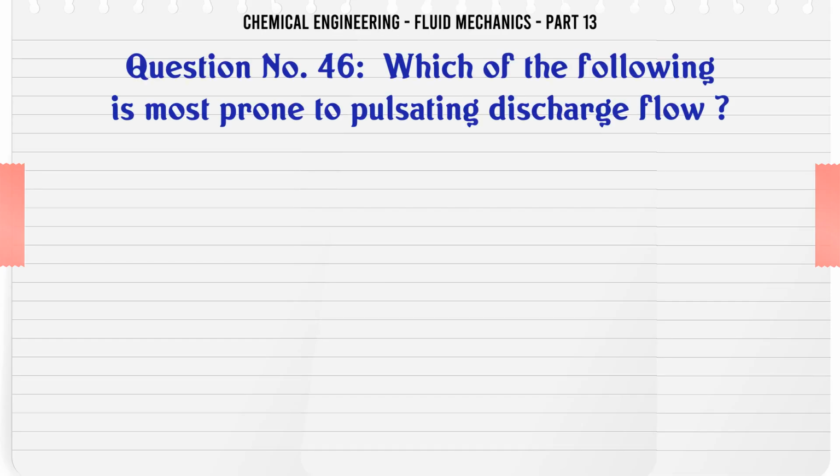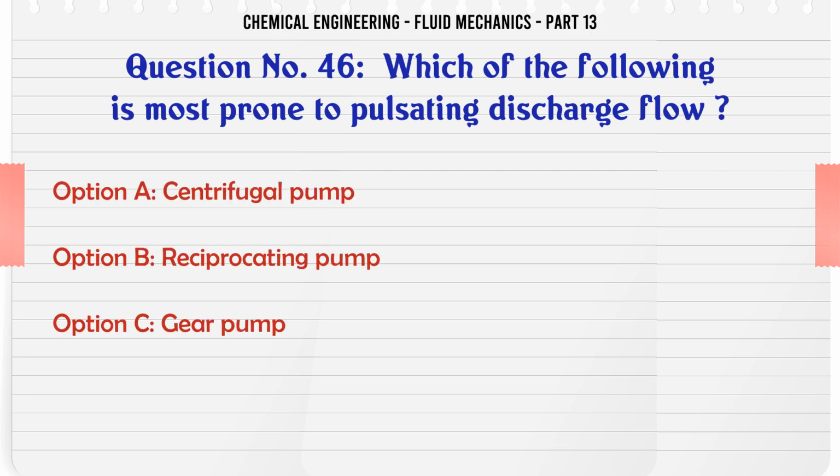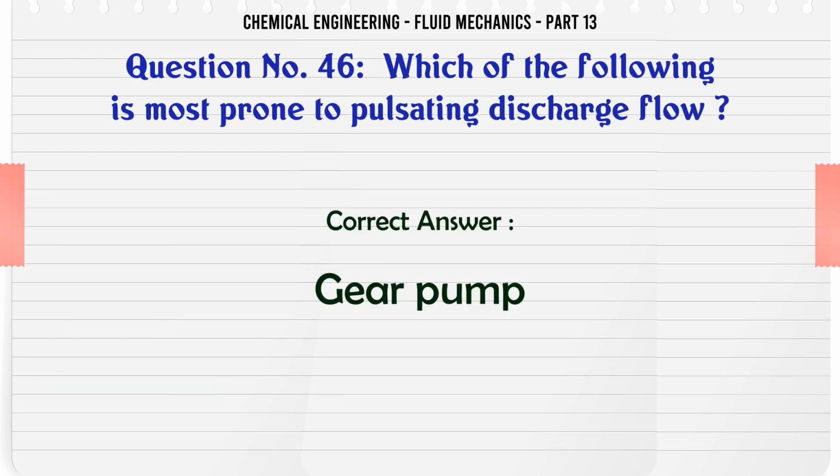Which of the following is most prone to pulsating discharge flow? A. Centrifugal pump, B. Reciprocating pump, C. Gear pump, D. Axial flow pump. The correct answer is gear pump.